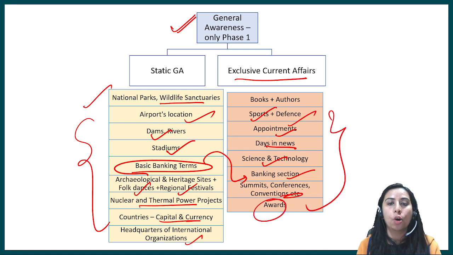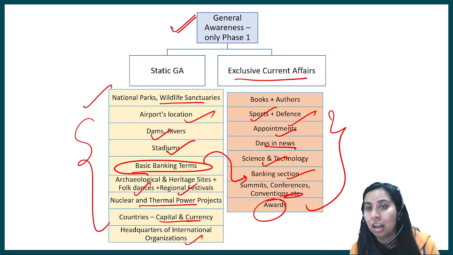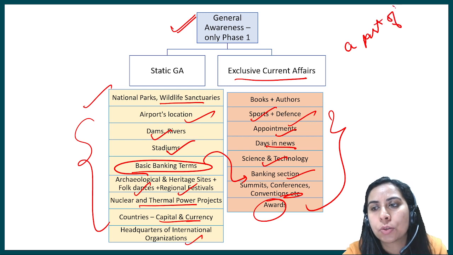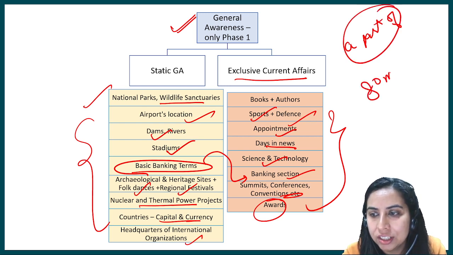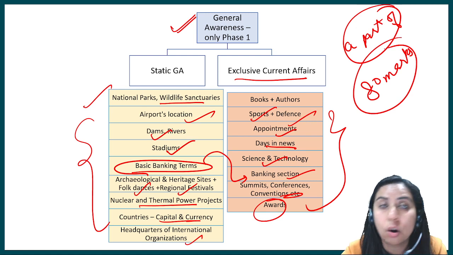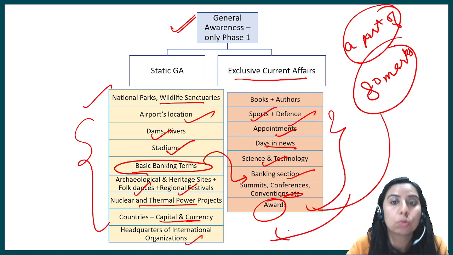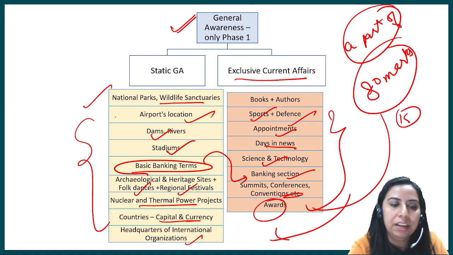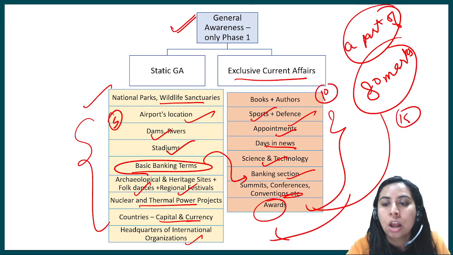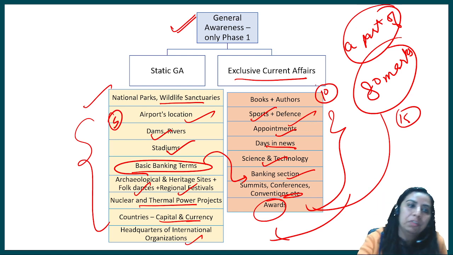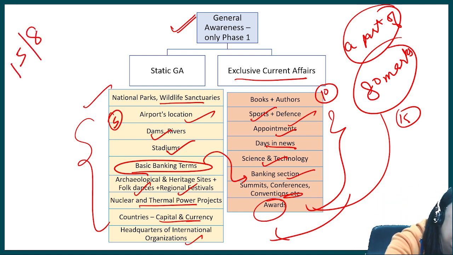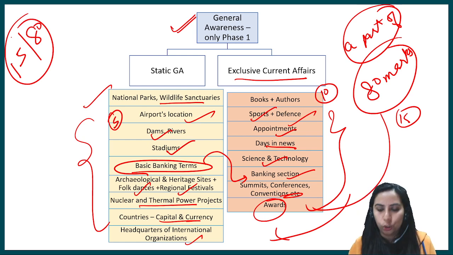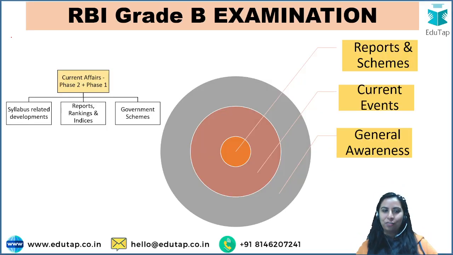This together forms your GA only for phase 1, but this is just a part of your phase 1 80 marks. Obviously, I hope you understand that your 80 marks GA paper is not going to come from these two sets only. Together they will form around 15 marks: 5 from this, on an average 10 from this. So this will be your exclusive phase 1, 15 marks out of 80. What about the rest of the 65? Where will they come from? Let's tell you. This is your rest of the 65.